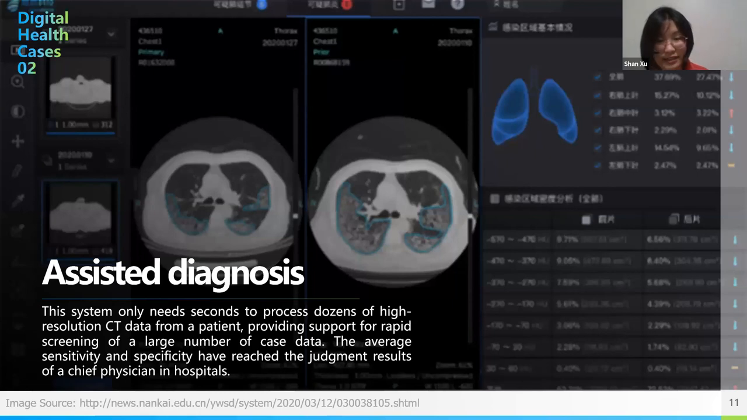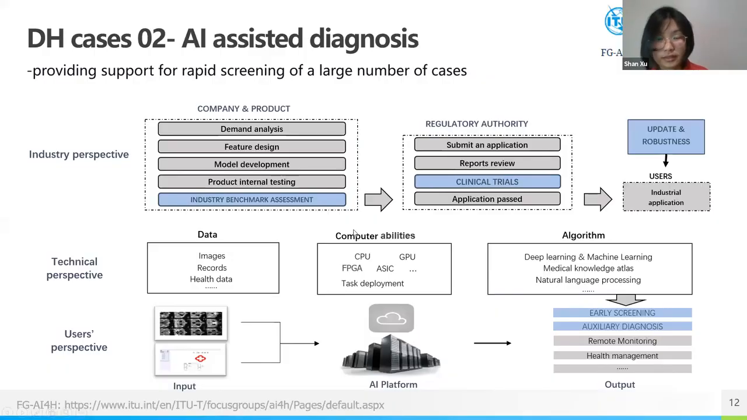And besides 5G and telemedicine, AI is also a strong tool that could help in the prevention and control of the outbreak. Just take one product as an example, the infrared. They are also actually a topic driver in our AI for Health focus group, and their system takes just a few seconds to process dozens of CT scans, provide support for rapid screening and also give some suggestions to doctors. And this is a general workflow that I always use in our focus group to describe the AI for Health process. We can see it from different perspectives.